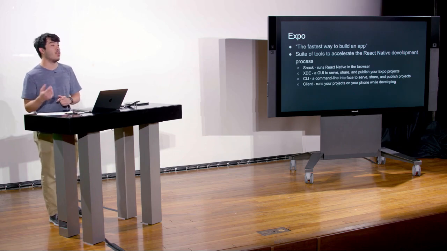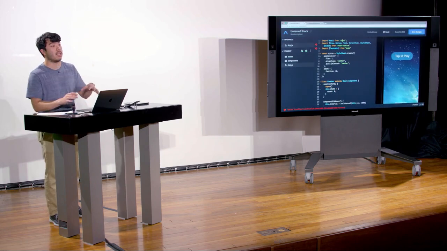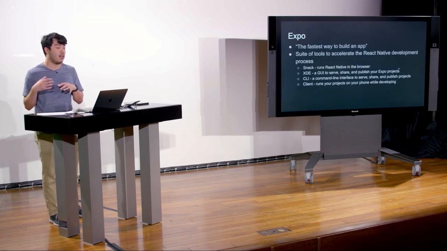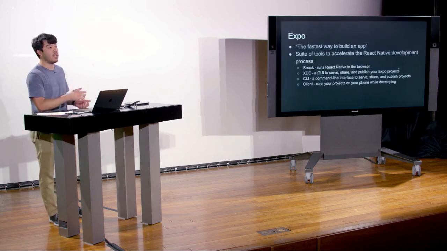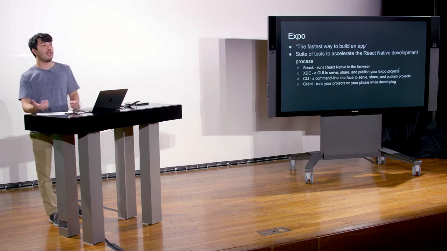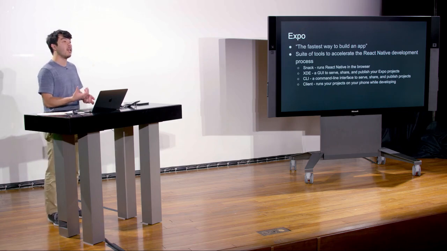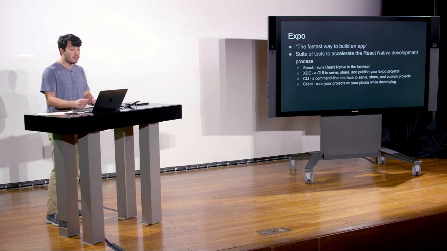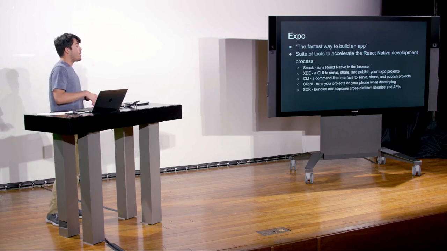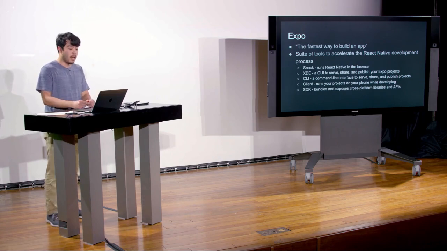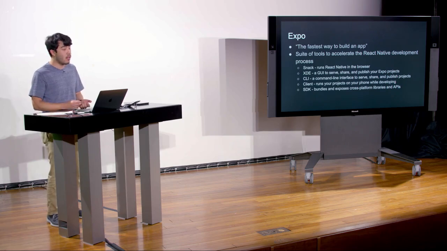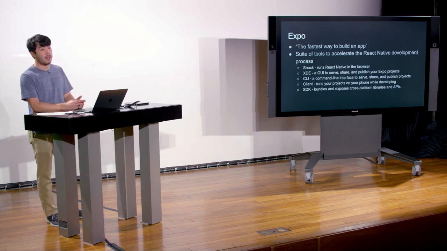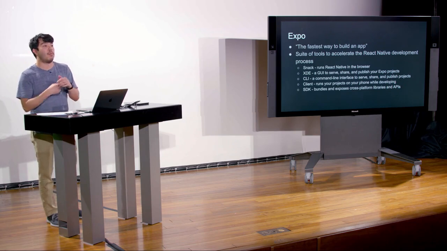can install and actually run stuff that you write in Snack, or stuff that you write and managed by the XDE or the CLI, to actually run it on your phone while developing and before you publish. And lastly, they give us an SDK, software developing kit, which bundles and exposes cross-platform libraries and APIs. And so included in that are maps, stuff for like icons and images and SVGs and maybe animations.